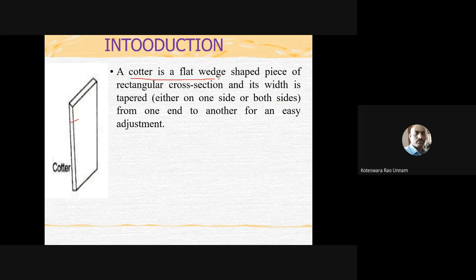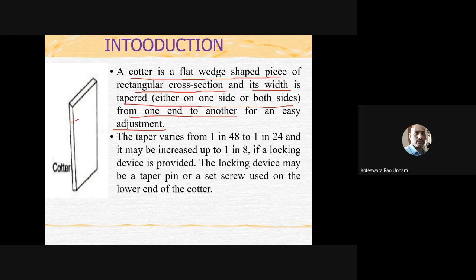A cotter is a flat wedge-shaped piece of rectangular cross section, and its width is tapered either on one side or both sides from one end to another for easy adjustment. Then, talking about the taper, the taper varies from 1 in 48 to 1 in 24.